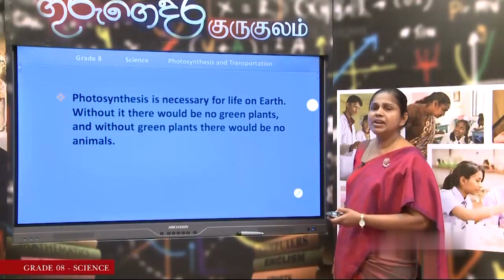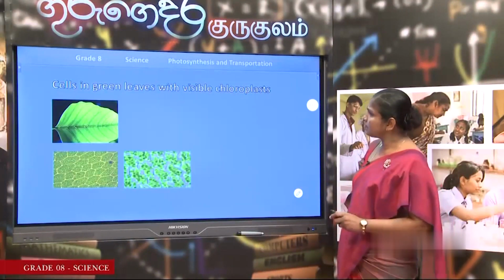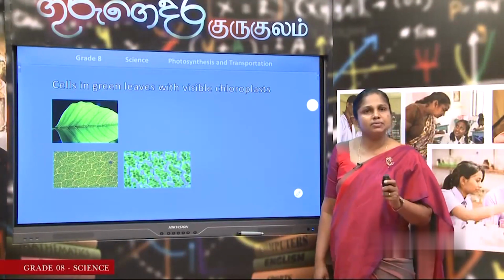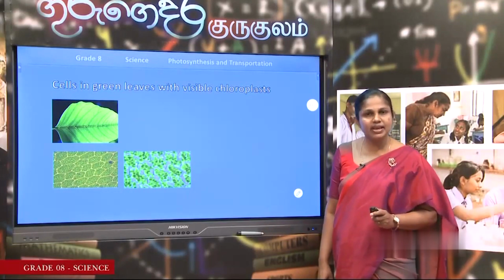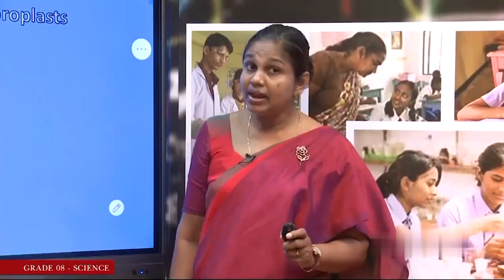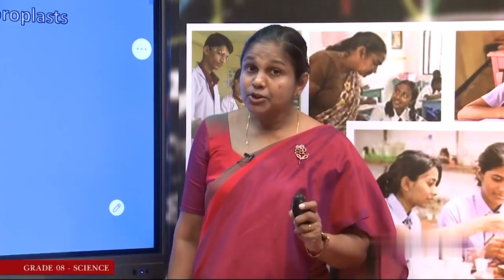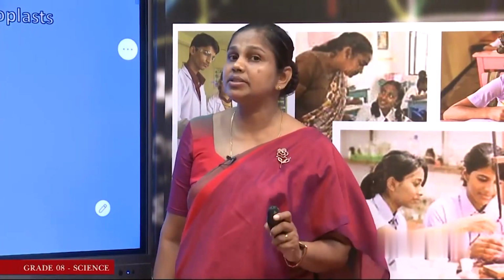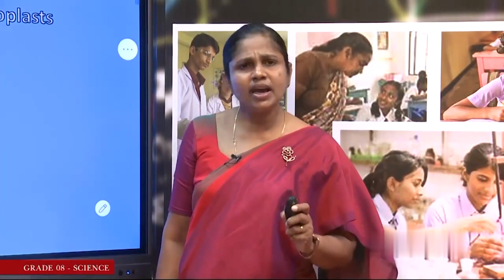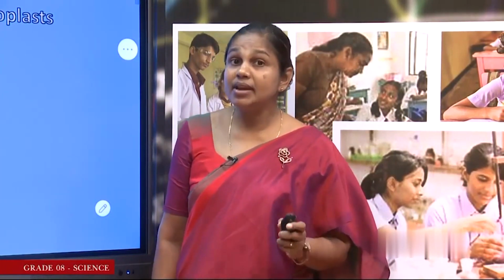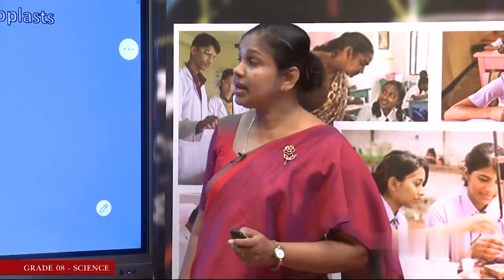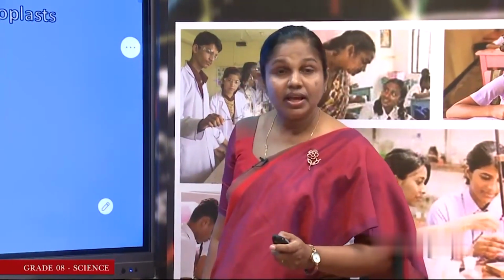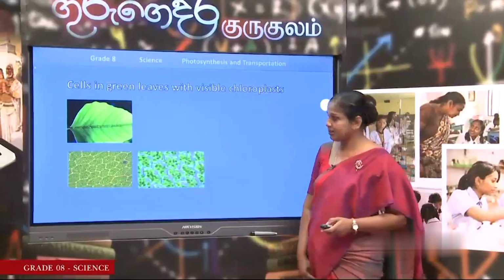Now, I will explain to you the place where this photosynthesis takes place in a plant. Mainly, photosynthesis is taking place in green parts of a plant. What are green parts of a plant, children? Mainly green leaves, right? Let me explain what happens in green leaves during this process.